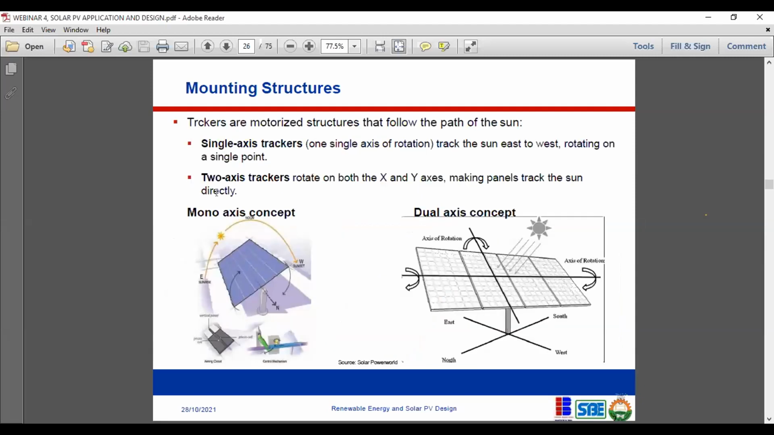So this is the tracker that I talked about. There are two kinds of tracker. You have the single axis tracker. Horizontal direction, as well as rotation of the panels.